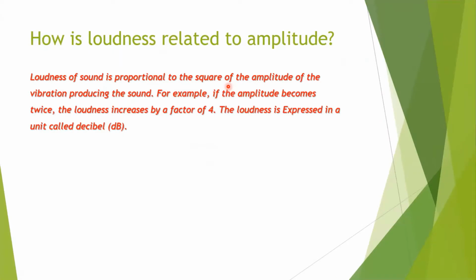Next is how loudness is related to amplitude. Loudness of sound is proportional to the square of the amplitude of the vibration producing the sound. Example, if the amplitude becomes twice, the loudness increases by a factor of 4. The loudness is expressed in a unit called decibel.